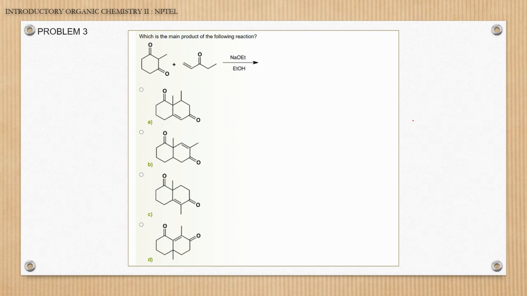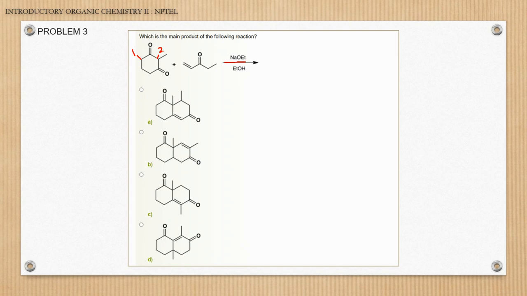See, this is also a similar kind of question. So just quickly tell me what will happen. See, this is a base. Again, the same base, sodium methoxide. It is a strong base, it will abstract a proton. So which proton will it abstract? This proton or this proton? 1 or 2?